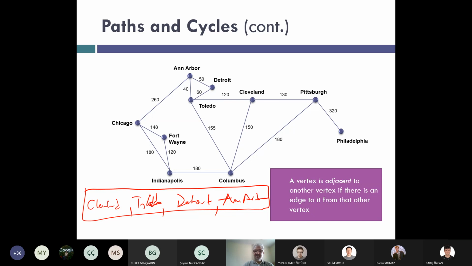And in this path, Toledo is adjacent to Cleveland, Detroit is adjacent to Toledo, and Ann Arbor is adjacent to Detroit. So there should be an edge from Cleveland to Toledo. So Toledo should be adjacent to Cleveland, and Detroit should be adjacent to Toledo, and Ann Arbor should be adjacent to Detroit. A vertex is adjacent to another vertex if there is an edge from that vertex to the other vertex.